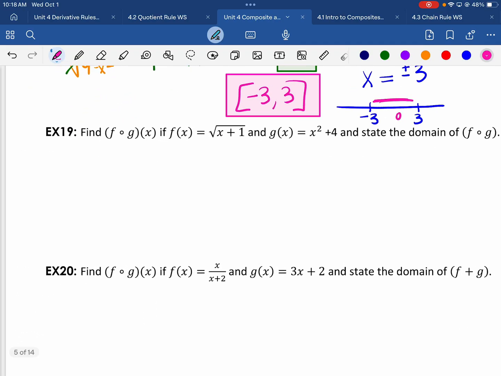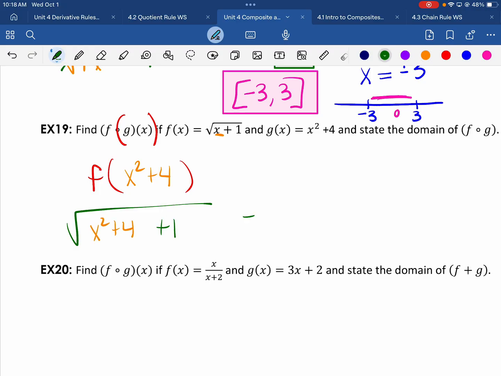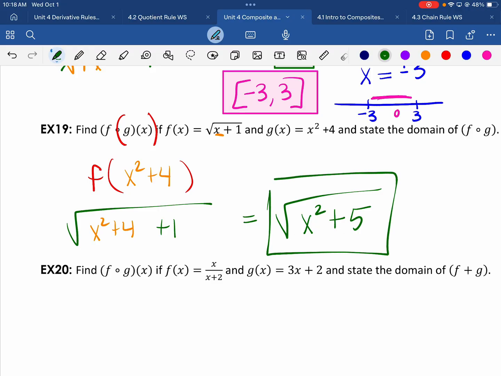All right, 2 more and then we're done. Getting close. All right, g of x is going to be x squared plus 4. And we're going to put that into the x spot there. So I have the square root of x squared plus 4 plus 1, which is going to simplify to be the square root of x squared plus 5. So this is my composite.